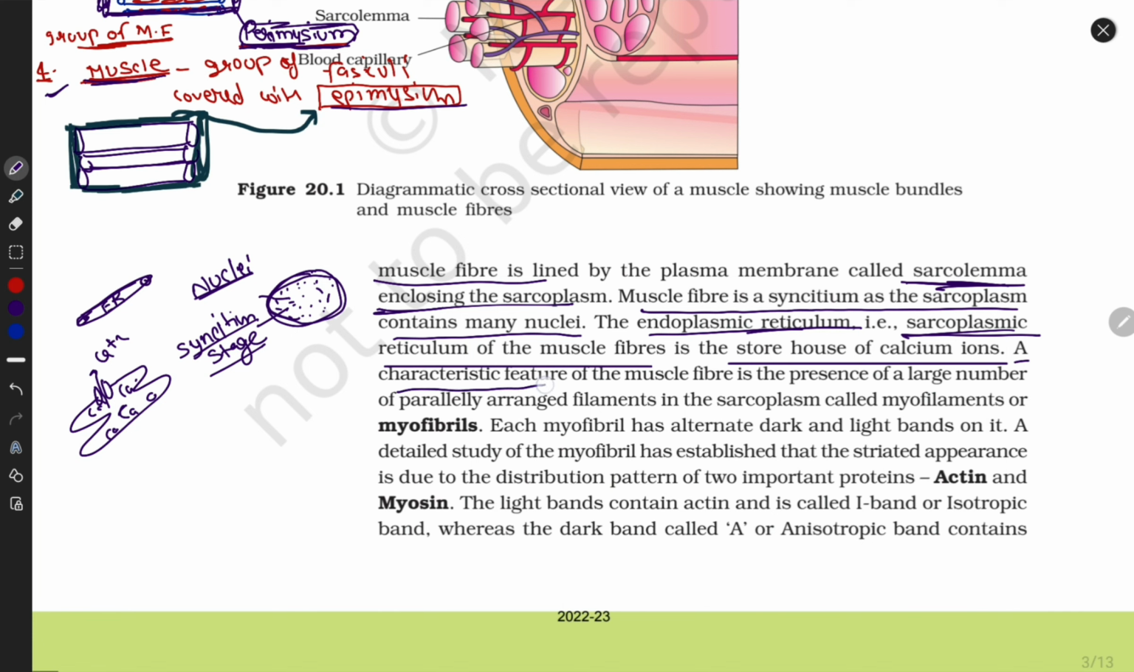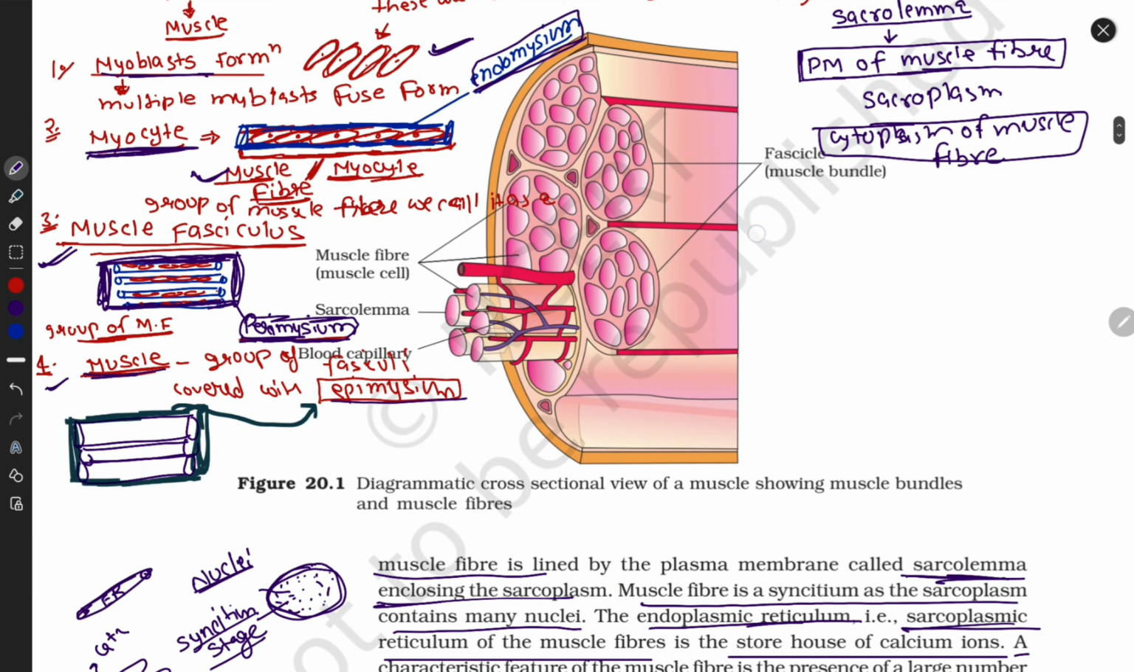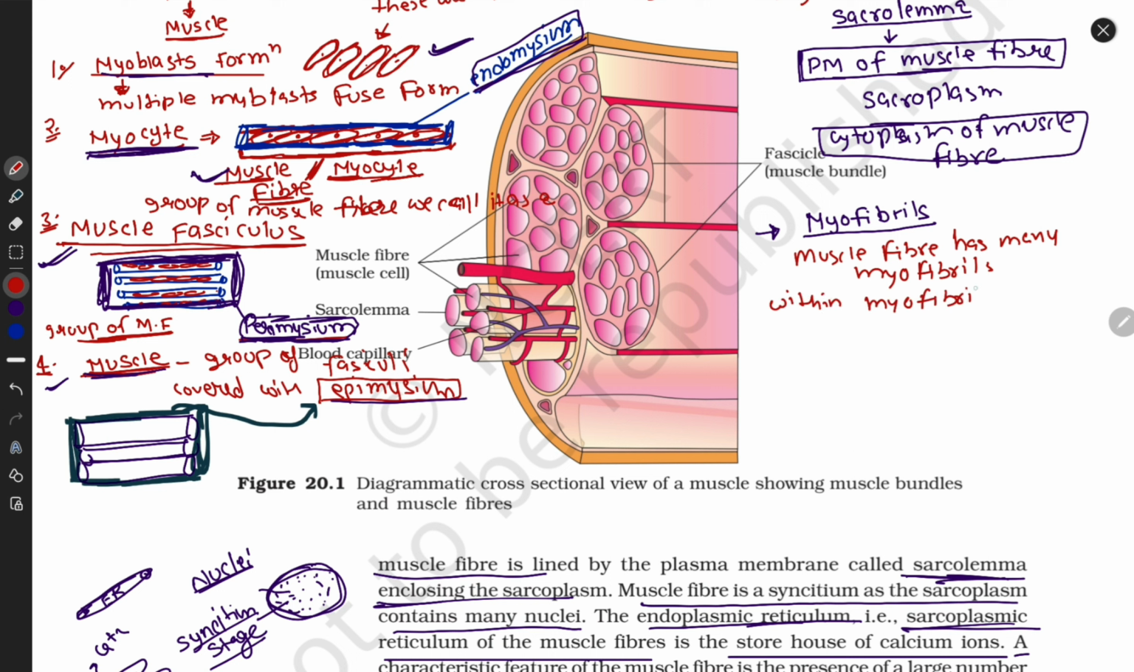Next, a characteristic feature of muscle fiber is the presence of a large number of parallelly arranged filaments in sarcoplasm called myofilament or myofibril. Look at here. What is myofibril? I've cleared many terms. Muscle fiber has many myofibrils. Within myofibril, they contain lots of myofilament.